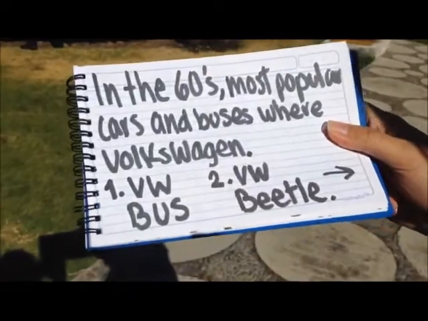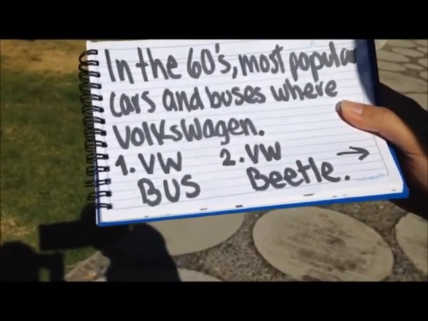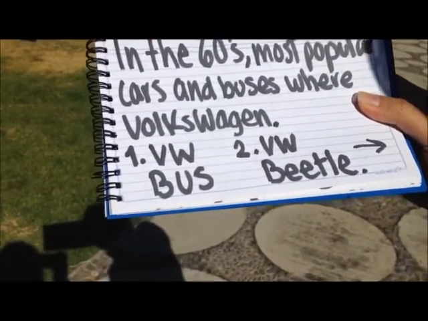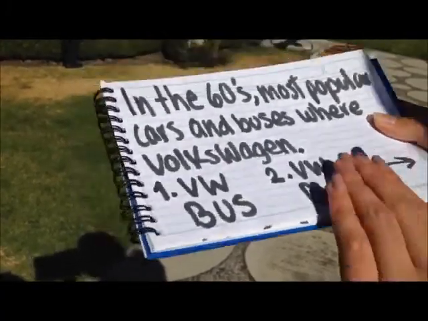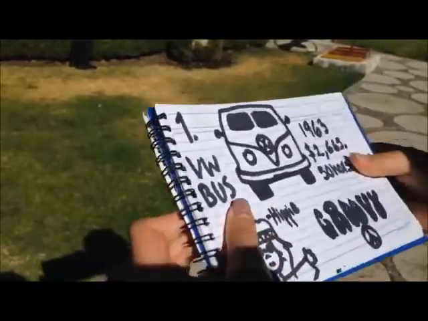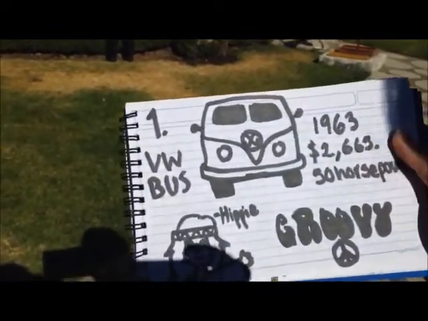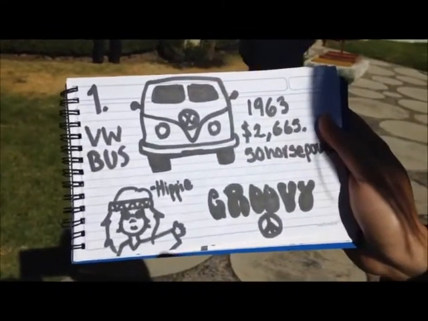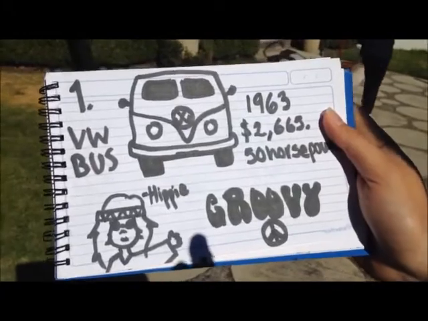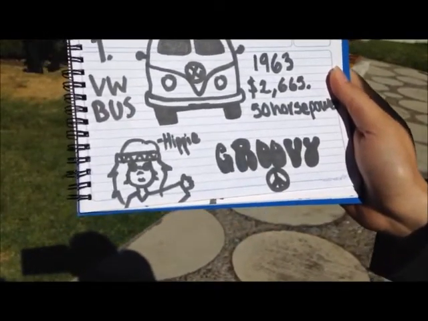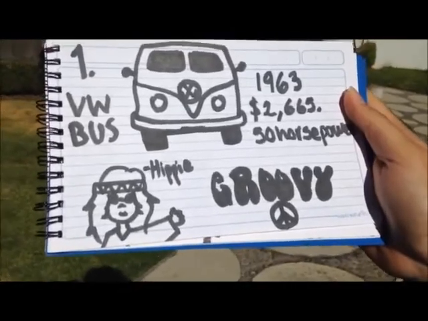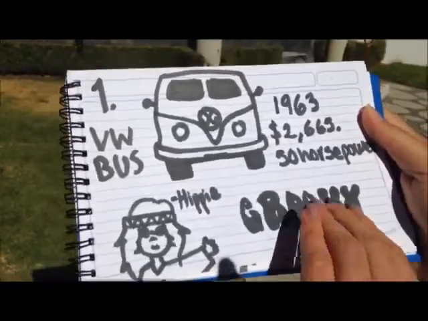In the 60s, the most popular vehicles were Volkswagens. The first model was the Volkswagen Bus and the second was the Beetle. The first one was made in 1963 at a price of $2,665. It was quite popular because hippies used it.